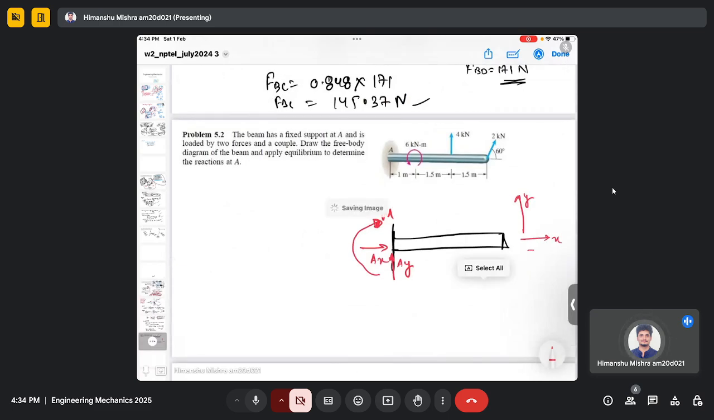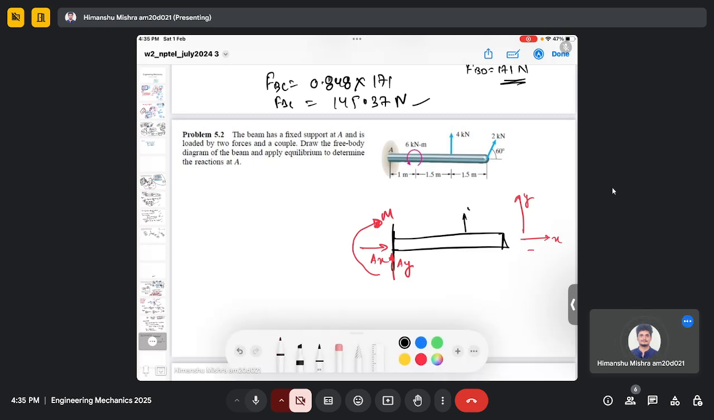Right? Then in order to make the free body diagram, we need to consider the other forces, which are 4 kilonewton, 2 kilonewton at 60 degrees, and there is a moment or a couple acting here, which is 6 kilonewton meter, and we need to find this Ax and Ay.